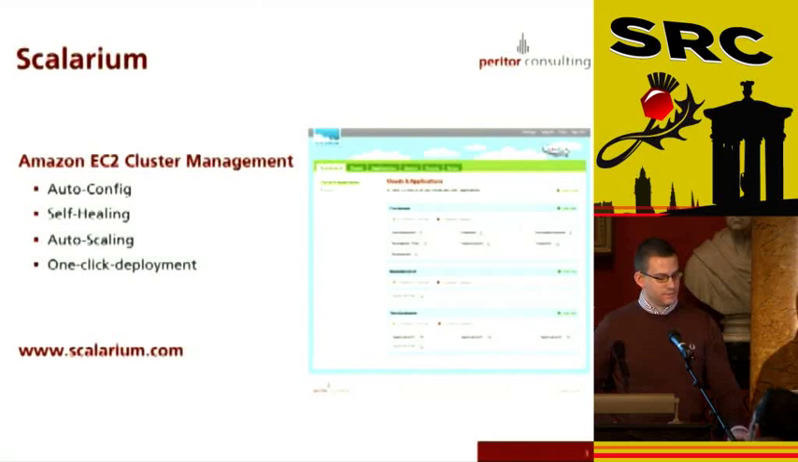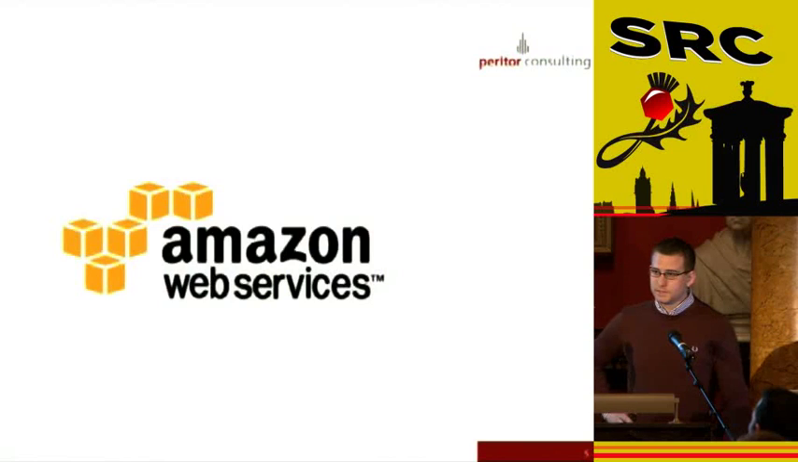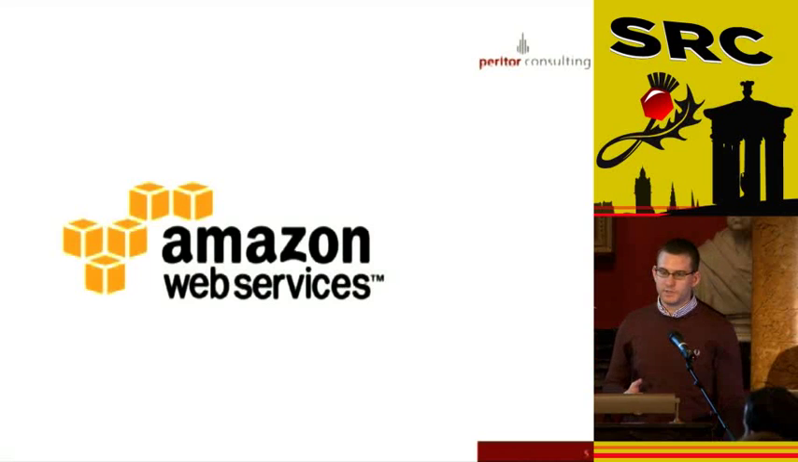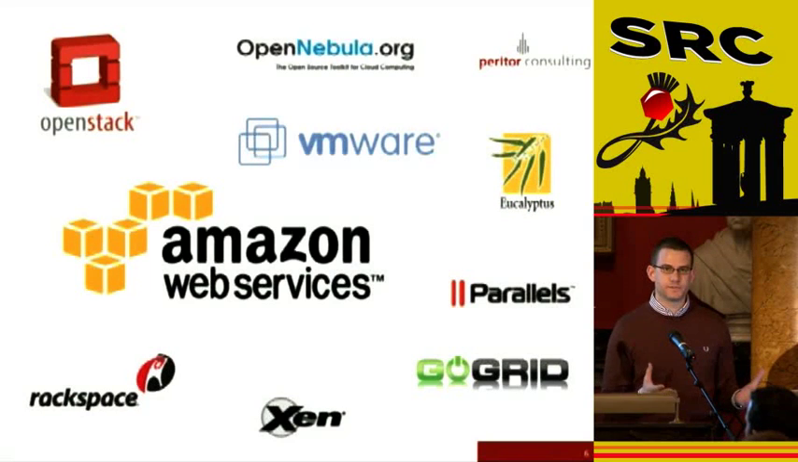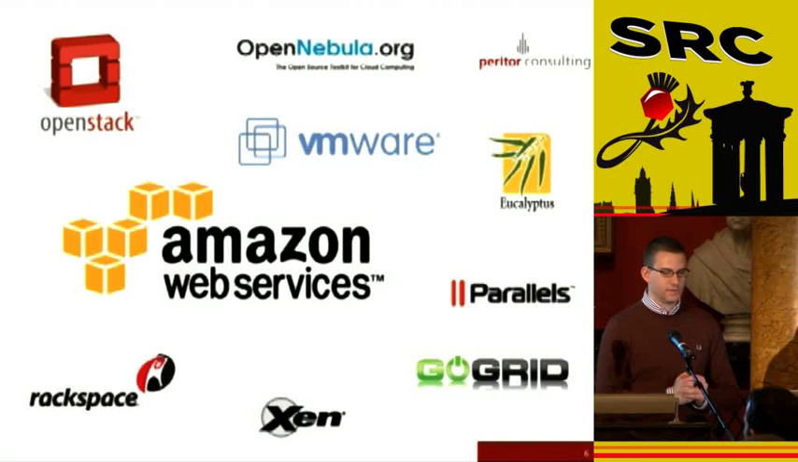What all of those have in common is that we're talking about cloud computing, controlling clouds. So what is it? In my context, it's basically infrastructure as a service. So mostly Amazon EC2, but for a lot of people it also means in-house capacity like VMware, Eucalyptus, and stuff like that. So servers via API.